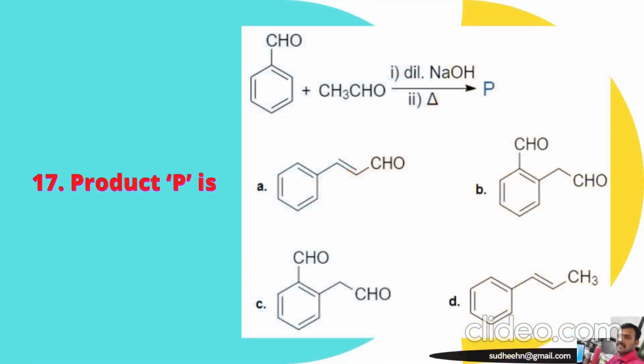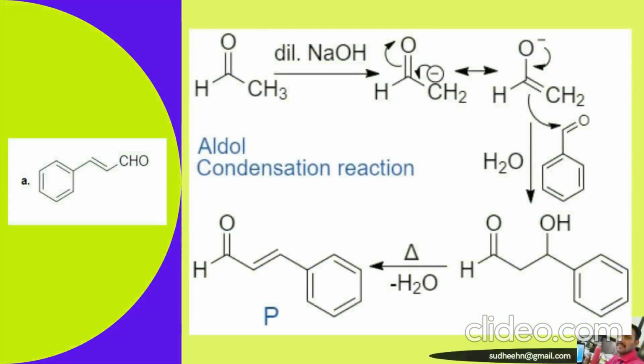Next, question number 17. Product P for this particular reaction. When benzaldehyde is made to react with acetaldehyde in the presence of dilute sodium hydroxide, on heating, it will give products. Four different products have been given. The right option is option A, which follows this aldol condensation reaction. So the right option is option A.